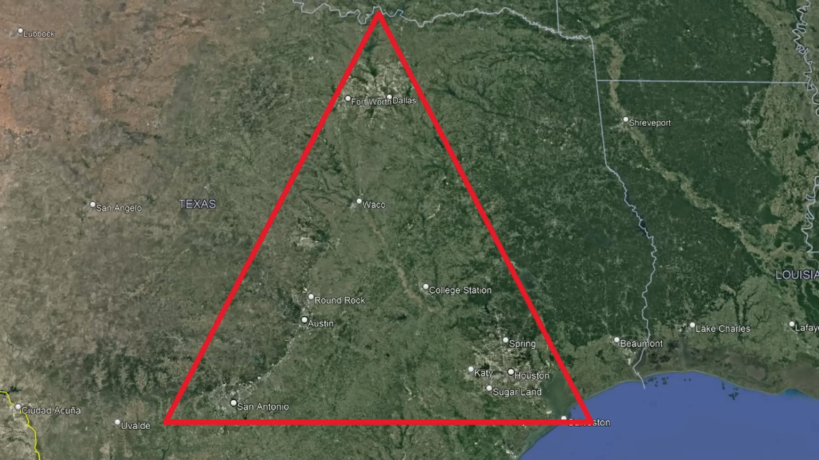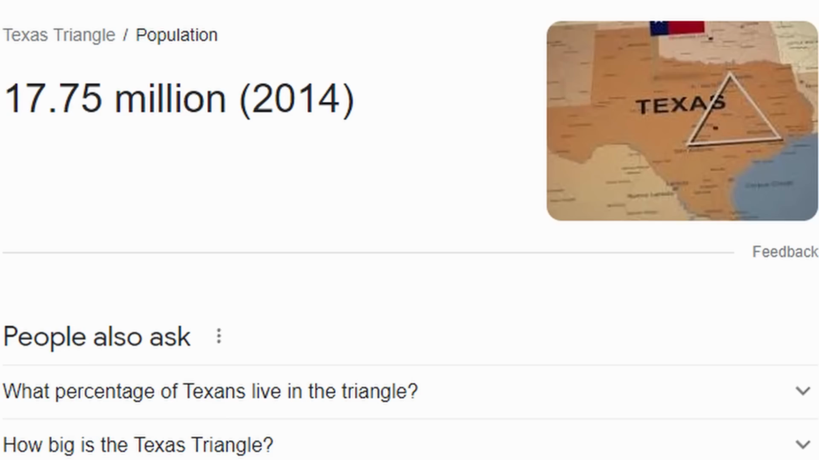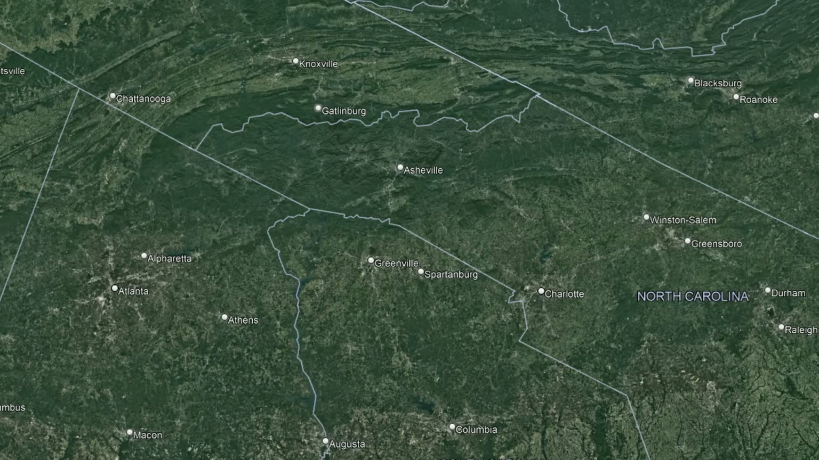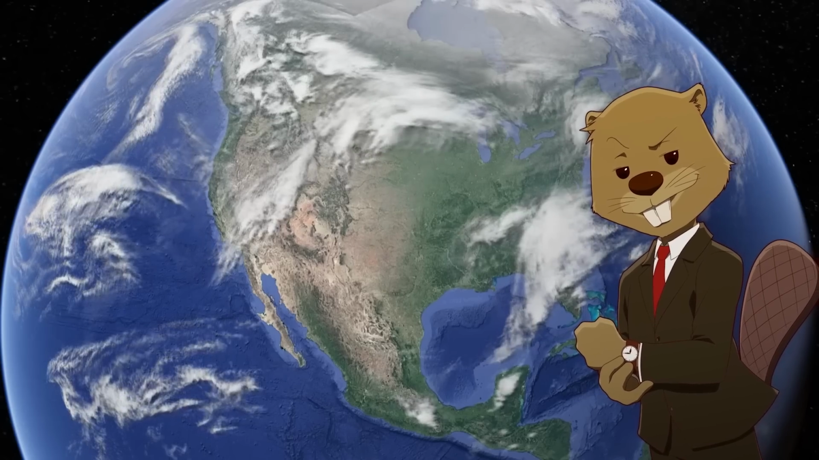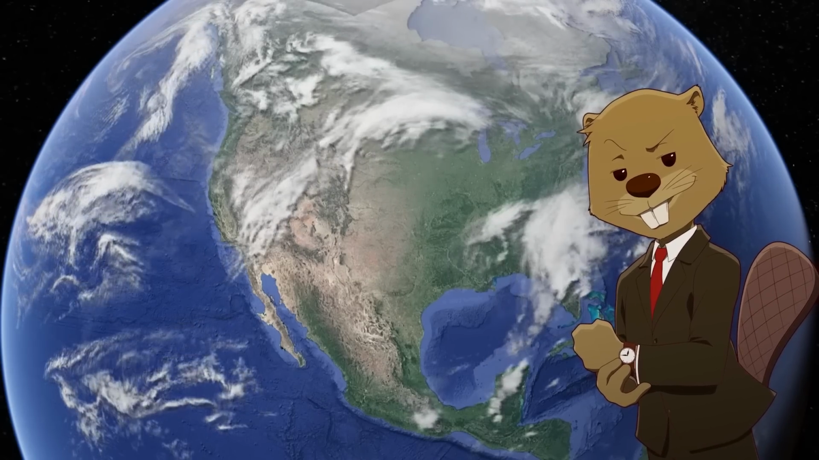So the Texas Triangle is one of the core of American megalopolises, boasting a total population of over 17 million. This is notably 8 million more than the Southeast megalopolis, which has 11.8 million. But the population gains are on par, showing just how crazy the triangle really is.